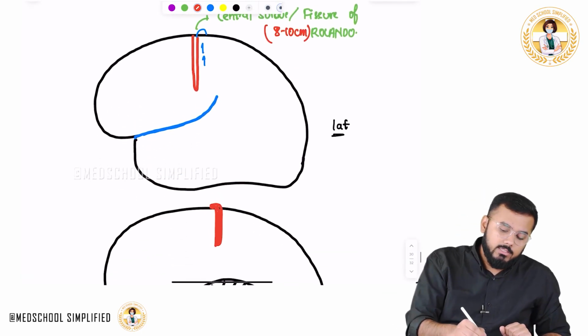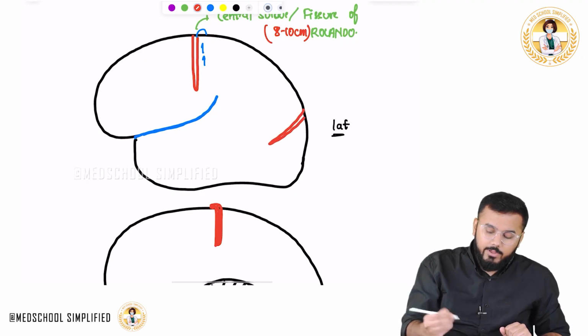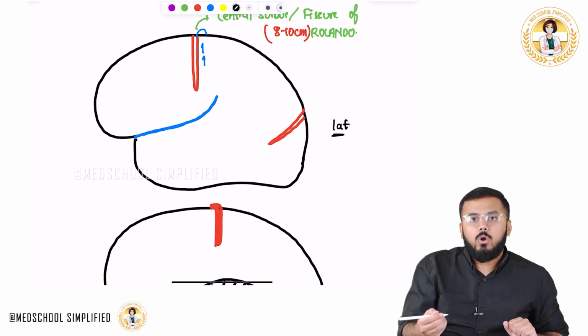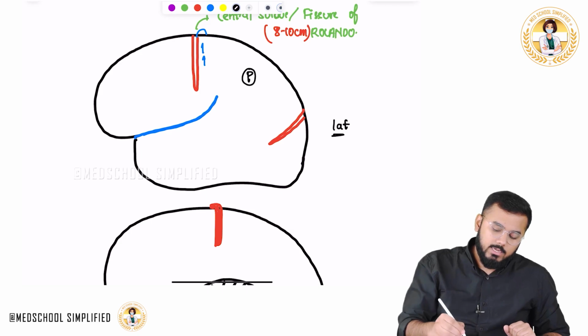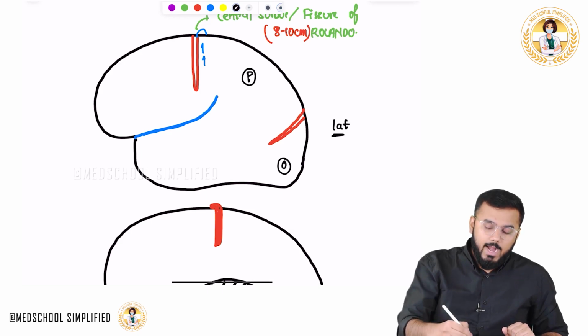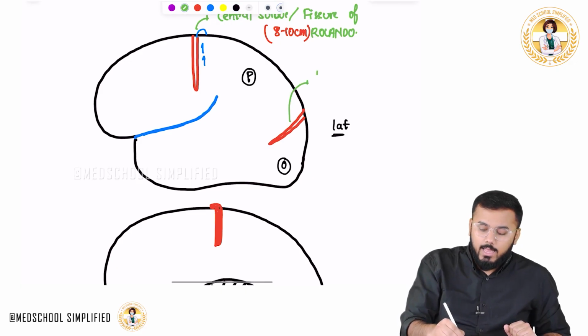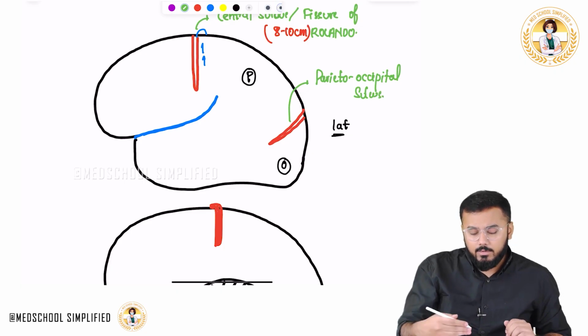And the next important thing is that I have already discussed that there is a sulcus here all the way, right? So what is this sulcus called? This sulcus is called the parieto-occipital sulcus. Why? Because this is the parietal side, this is the occipital lobe, and in between both the lobes you have got this sulcus. So you call it the parieto-occipital sulcus.